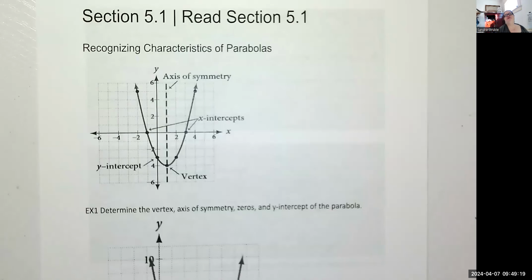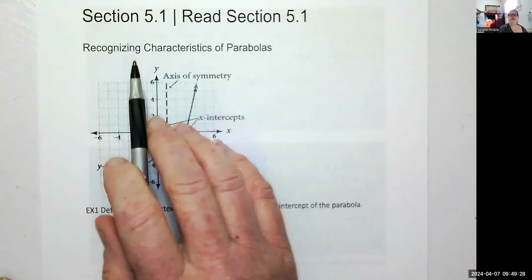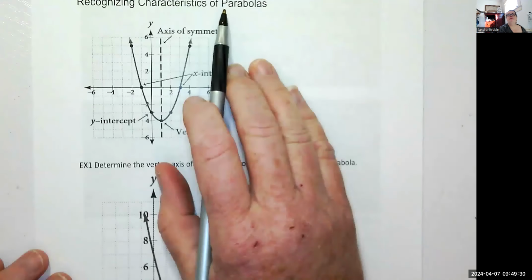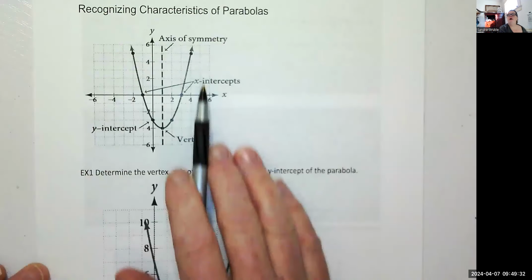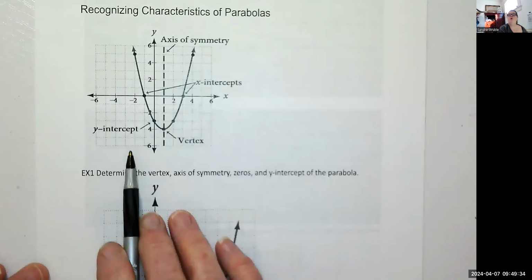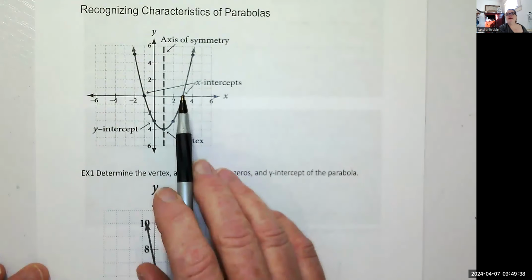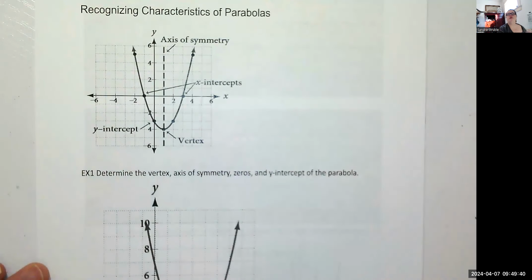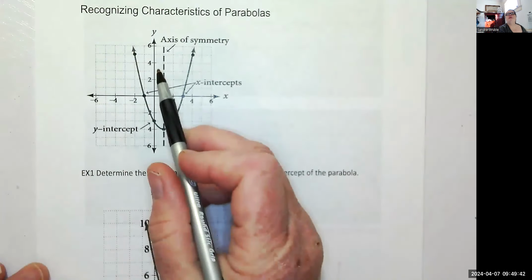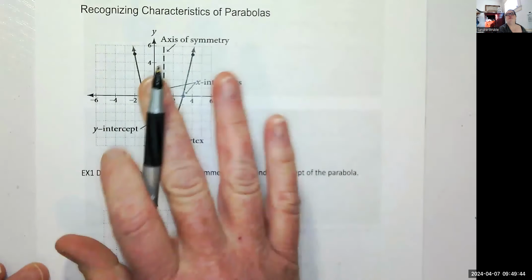Hey, y'all, let's cover section 5.1, and this is going to be over quadratics, or parabolas, is the other known name for them. So, recognizing the characteristics of a parabola. The parabola is going to either open up, concave up, or it's going to open down, concave down. In that case, it would be a reflection, but we've already talked about that before.